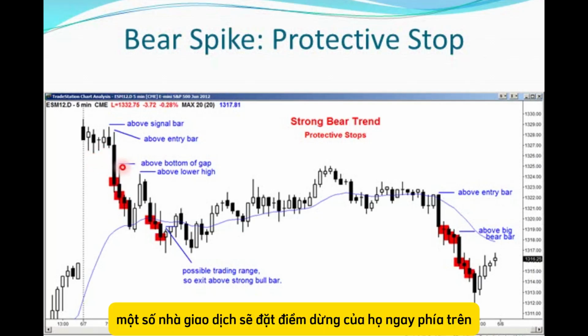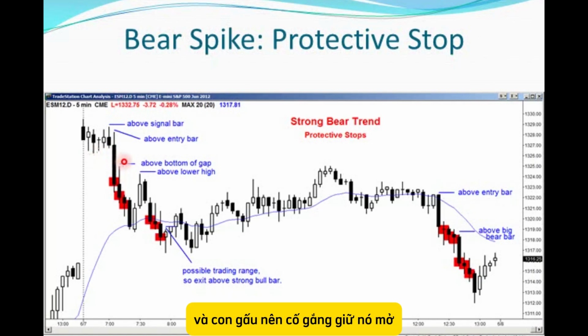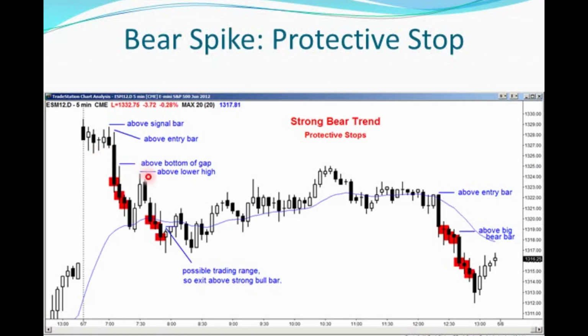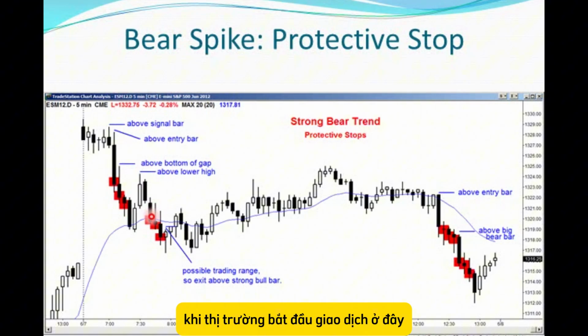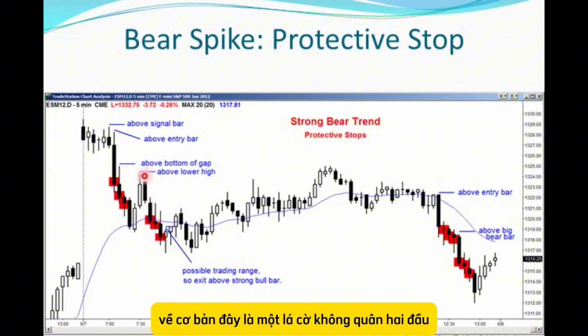Some traders would put their stop just above the top of this bar. It has a strong enough body, plus we have a gap, and the bears should try to keep it open. Once the market started to trade down here, traders would lower their stop to 1 tick above its high. This is basically a double top bear flag. This high and this tail is a small double top.